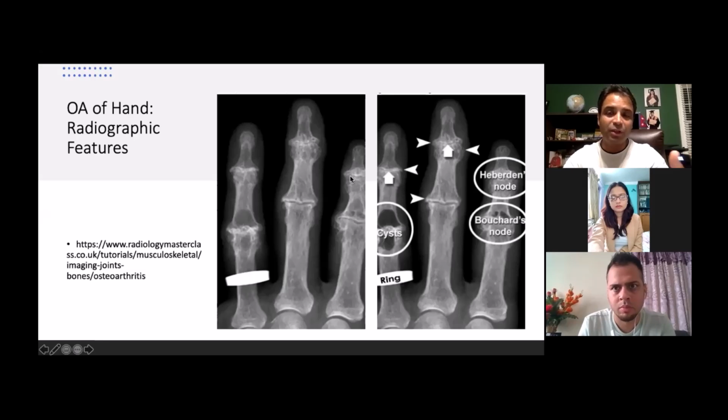And in the hand, we also describe some findings called Heberden's nodes. That is basically an osteophyte present in your DIP joint. And if there is an osteophyte in the PIP, we call them Bouchard's nodes. So those are basically extra bone formation in hand osteoarthritis.